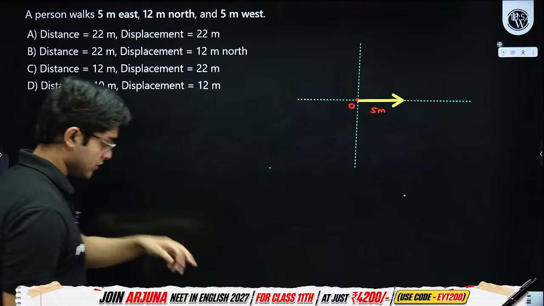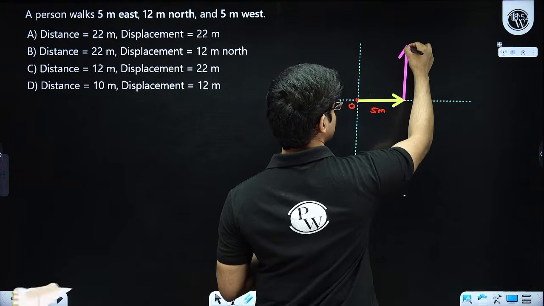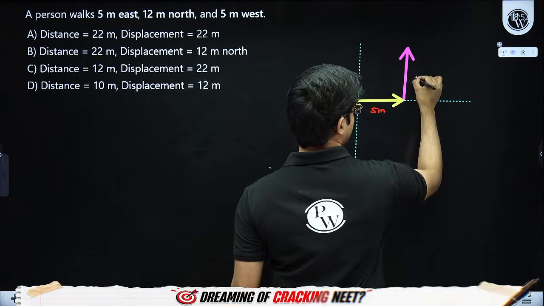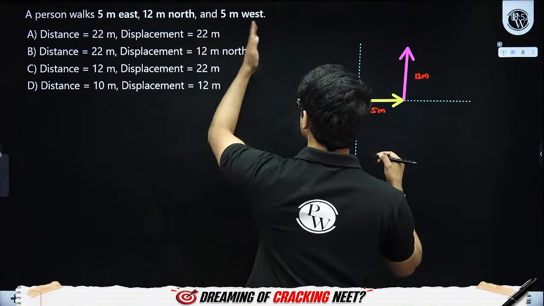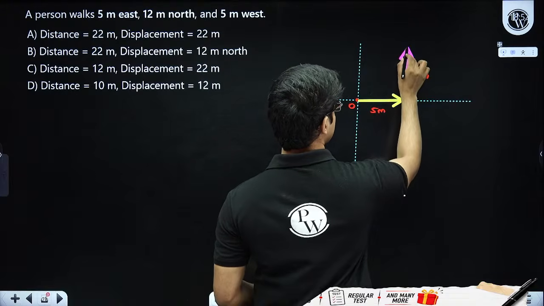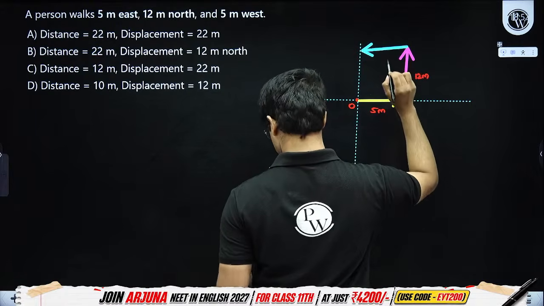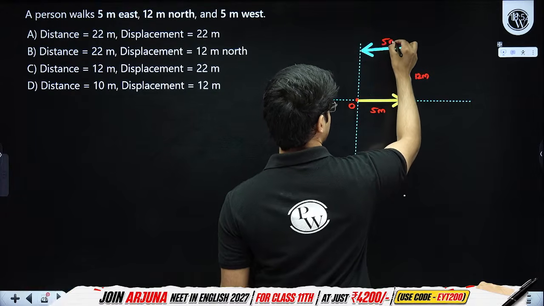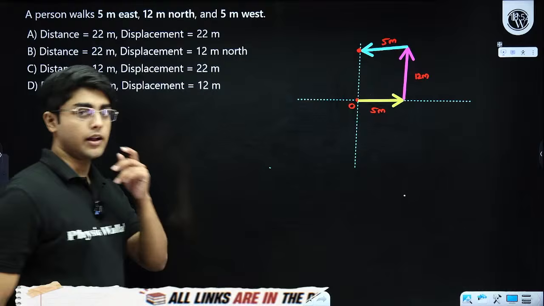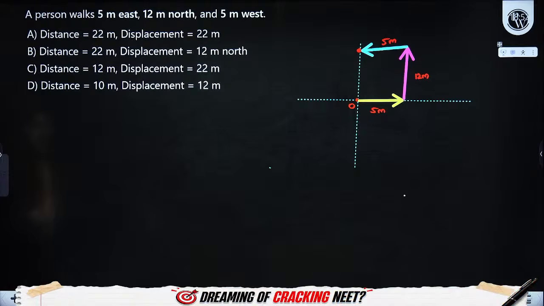Then 12 meters north. The second displacement is 12 meters north. North, I am saying it is along the Y direction. And finally, 5 meters west. So this was itself 5 meters. So he is back at the Y axis. He touches the Y axis. This is 5 meters. So he started from here, ended up at this point, right? He ended up at this point. B. Yes, it is B.